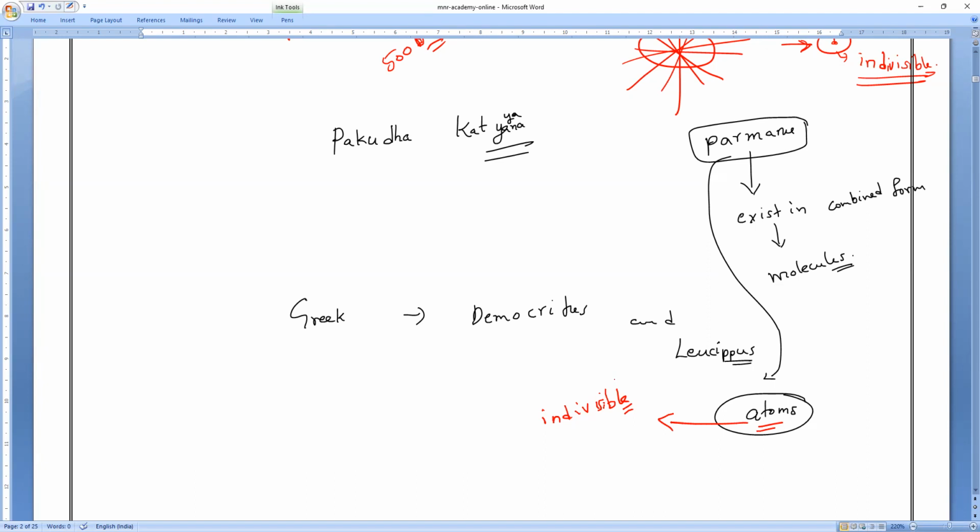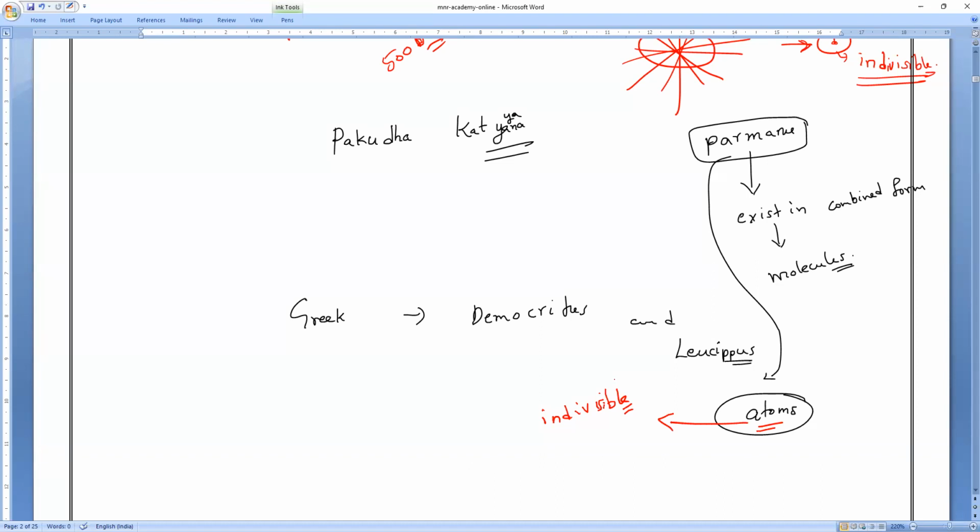They said that the indivisible form of matter is known as atom. What Maharshi Kannad said, if you keep on cutting, at last we will get an indivisible particle, that is what is called matter. Clear? Yes, sir. Then what did these Greek scientists say, sir? They also said the same thing, but instead of Paramanu, they called it an atom. That's all. According to the Greeks, atom means indivisible. Do you understand?